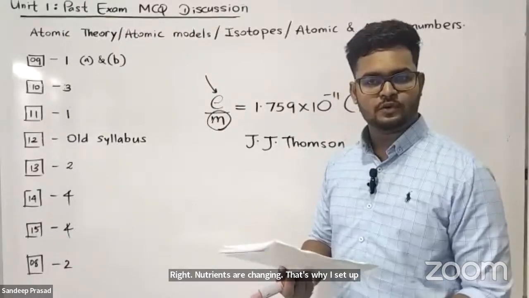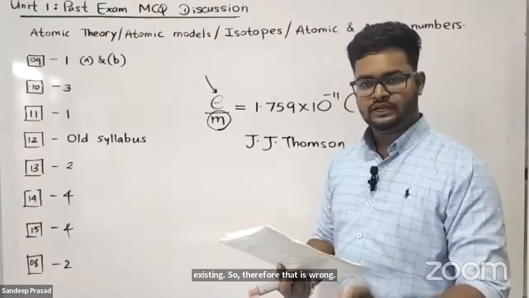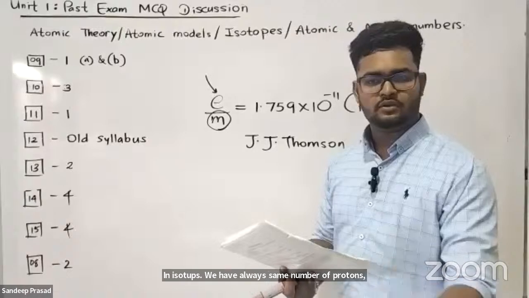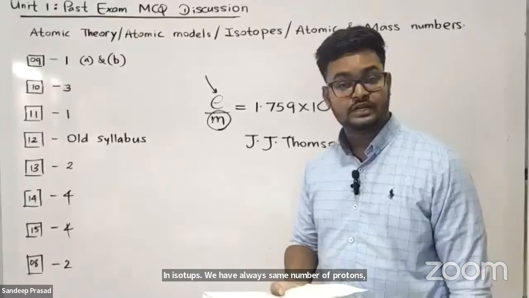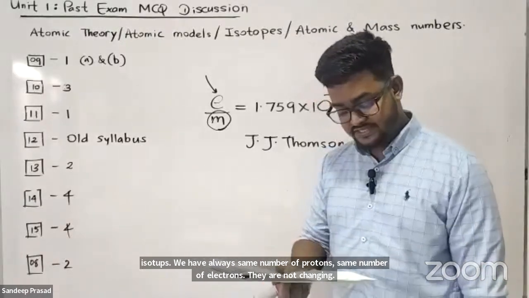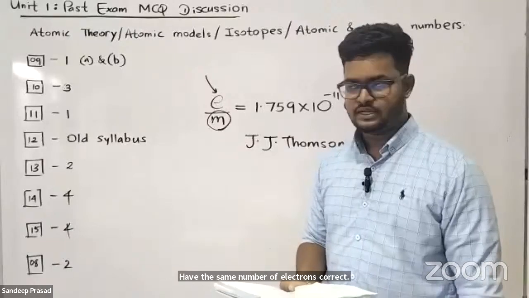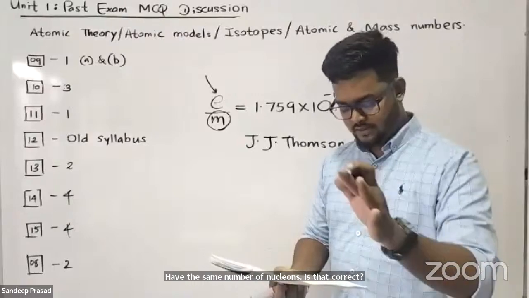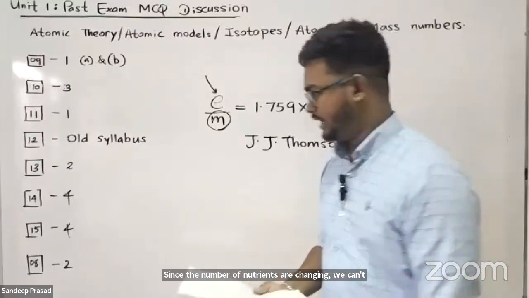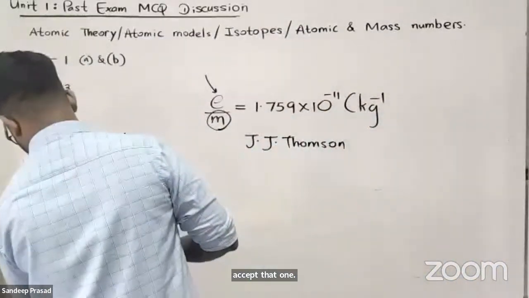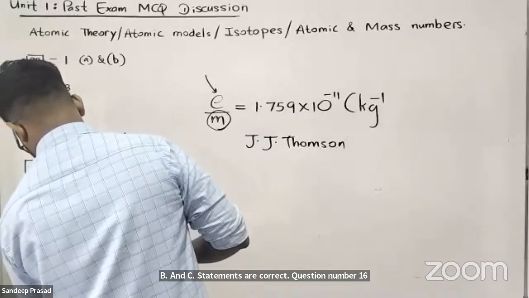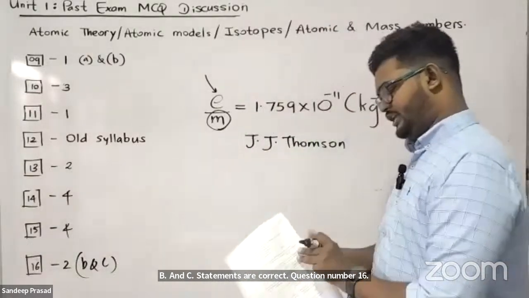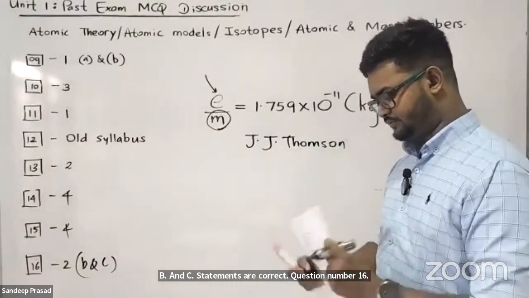Have the same number of protons. Is that correct? Yeah. In isotopes, we always have the same number of protons and the same number of electrons. They are not changing. Have the same number of electrons? Correct. Have the same number of nucleons? Since the number of neutrons is changing, we can't accept that one. B and C statements are correct. Question number 16, answer is the second one. Go to the next page, page number 4.